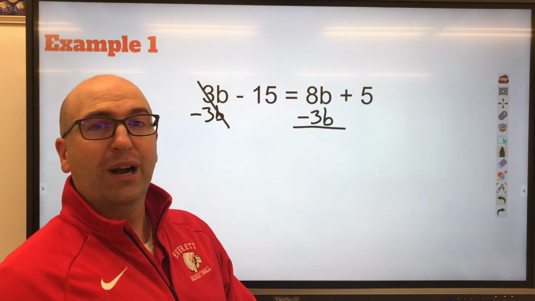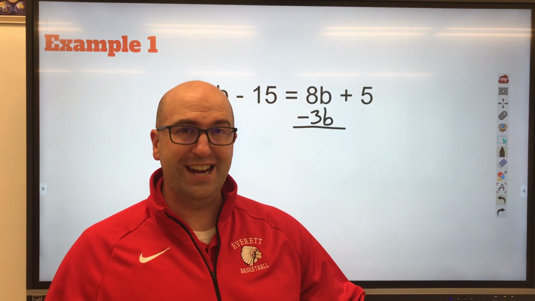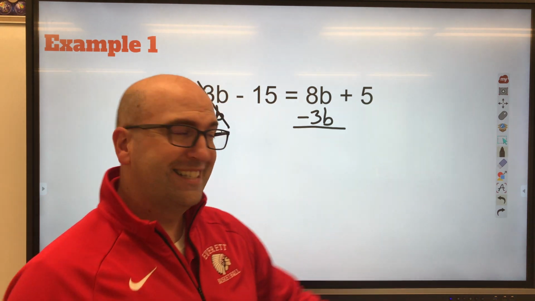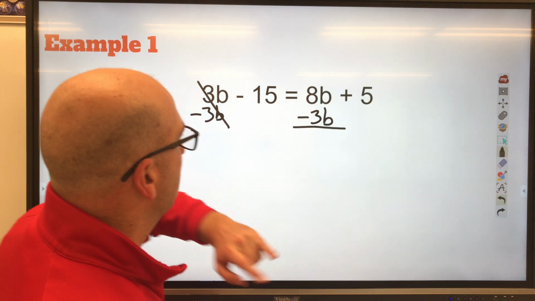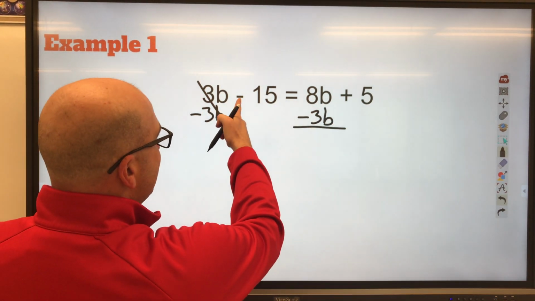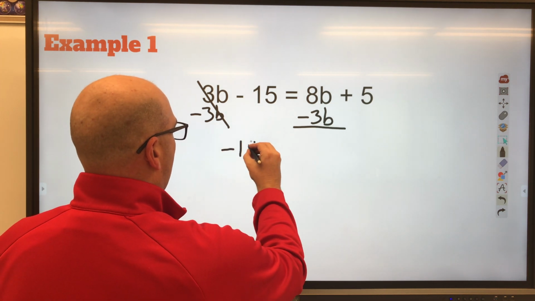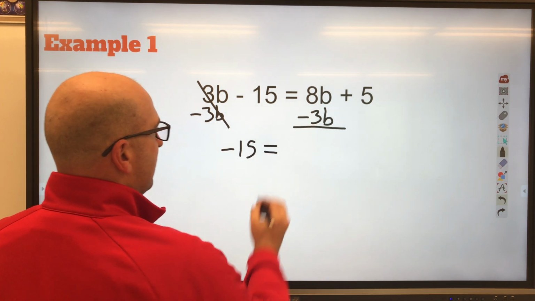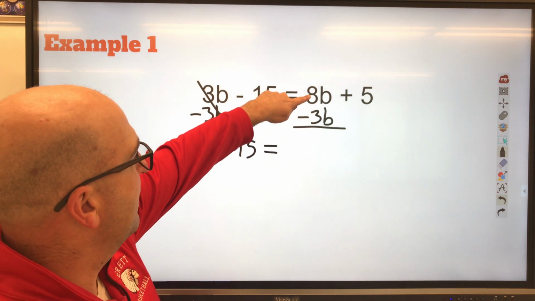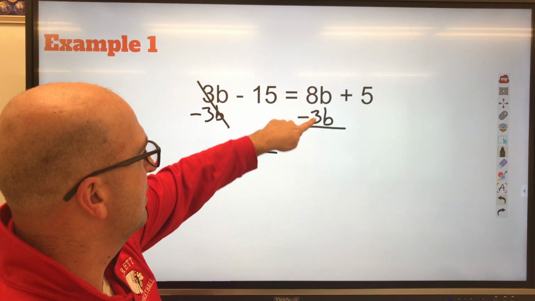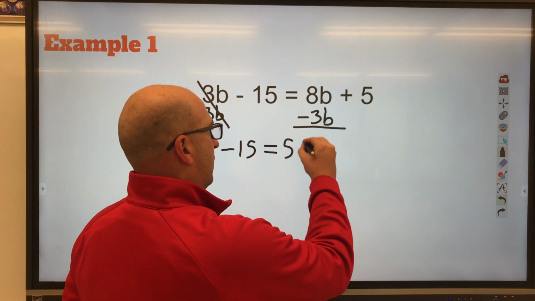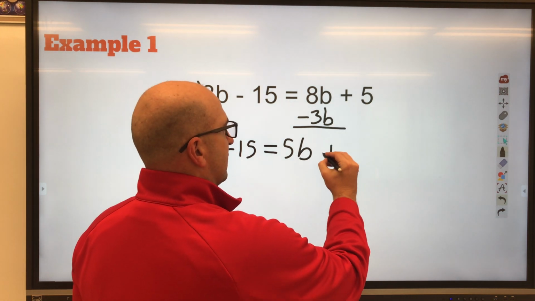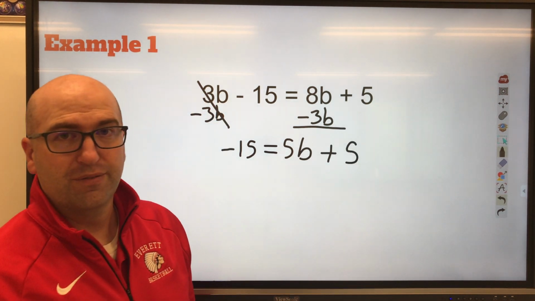At this point, I'm ready to make my next step in the equation. So I'm going to bring down everything in my original problem that I haven't used. So I've got a -15, my equal sign. I have to do my math problem, 8b minus 3b. 8 minus 3 is 5. And then I have plus 5 left.